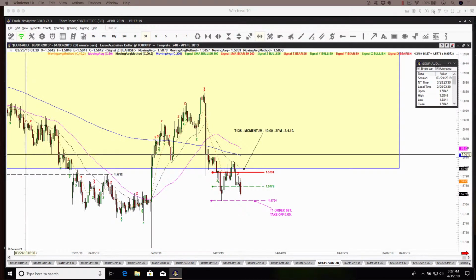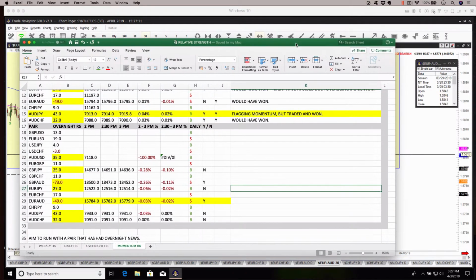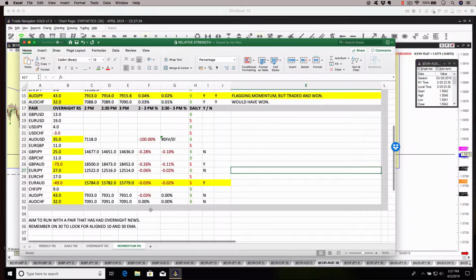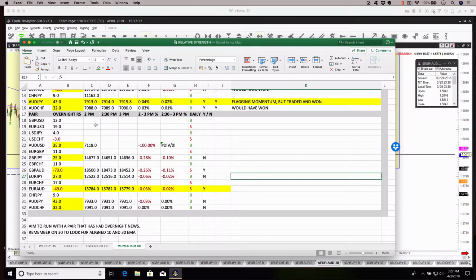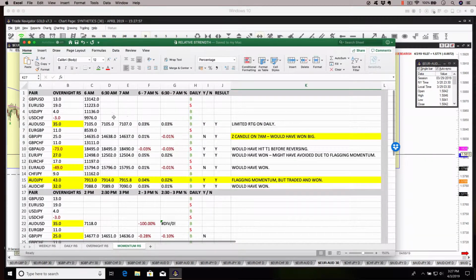I haven't just picked this currency pair at random. This is some calculations that I do. I have a number of different things which I can talk more about in future videos: weekly relative strength, daily relative strength, overnight relative strength, and momentum relative strength. What I'm doing here, I'm looking at a 3 o'clock comparison between the price at 2 o'clock, 2:30, 3 o'clock, various overnight signals in terms of direction of travel, and then I look at the daily 10 EMA, which is an exponential moving average, to see which pairs are eligible to trade, and then I pick the best opportunity at 3 o'clock. I do that in the morning as well at early start, at 7 o'clock.